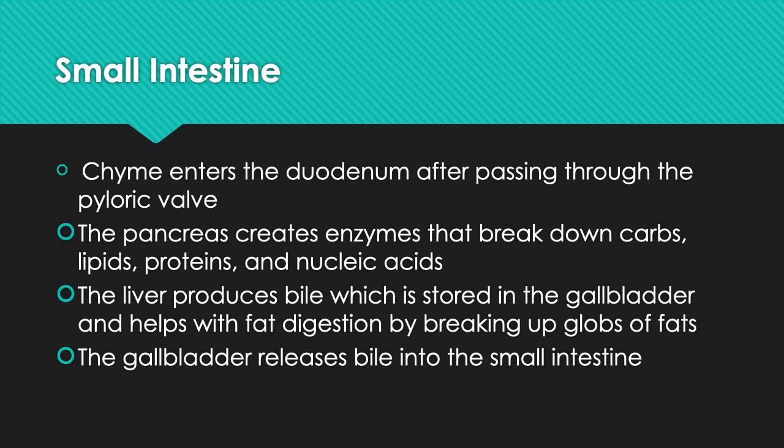While it's sitting there in the duodenum, right at the beginning of the small intestine, the pancreas creates enzymes that break down carbs, lipids, proteins, and nucleic acids. The liver produces bile, which is stored in the gallbladder and helps with fat digestion by breaking up globs of fats, and the gallbladder releases bile into the small intestine. So all of that happens right there at the beginning of the small intestine in that area known as the duodenum. Okay, so we're talking about the small intestine here, but the pancreas, liver, and gallbladder also play a major role in the digestive system, specifically when food is in the small intestine.